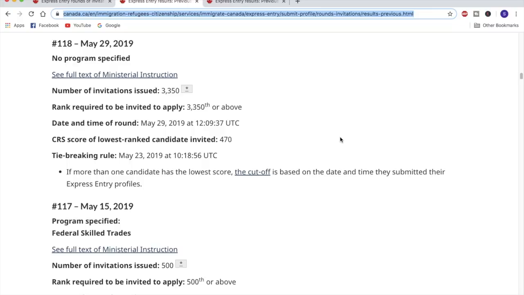So I would suggest that all of those people who are waiting in the express entry pool below 460, or maybe even if you have a score just in the early 460s, you should consider other options like PNP programs to apply for Canadian PR.